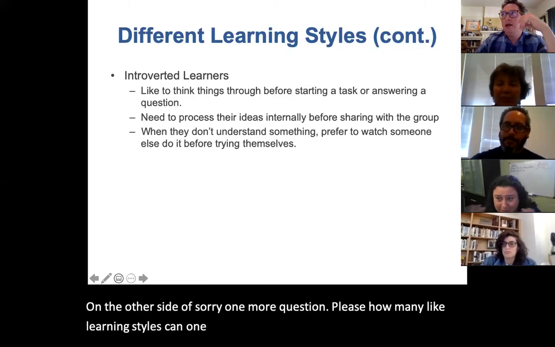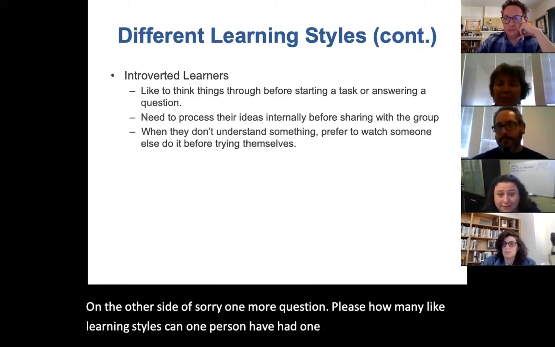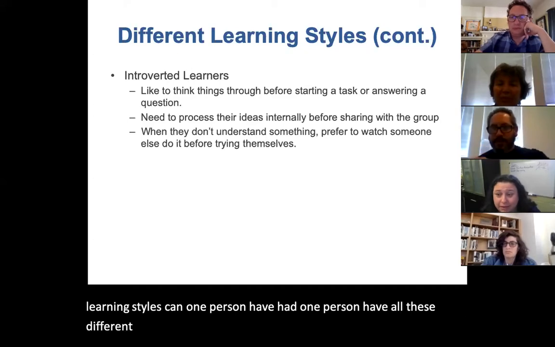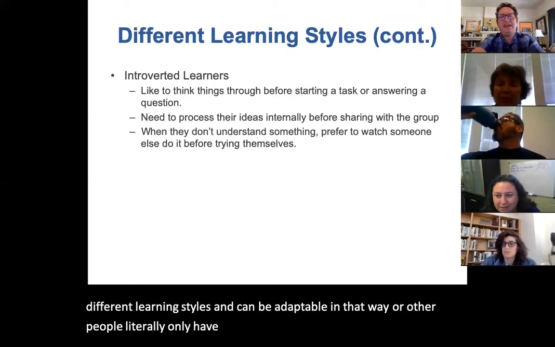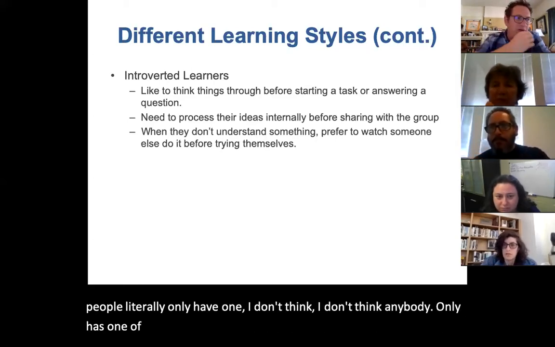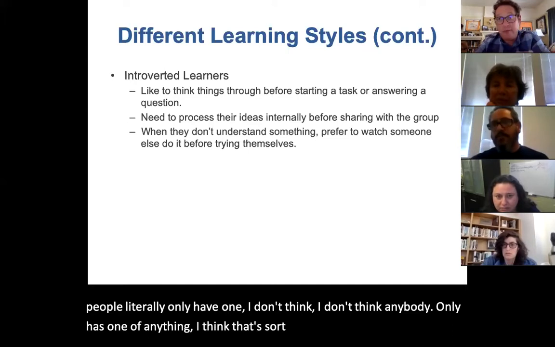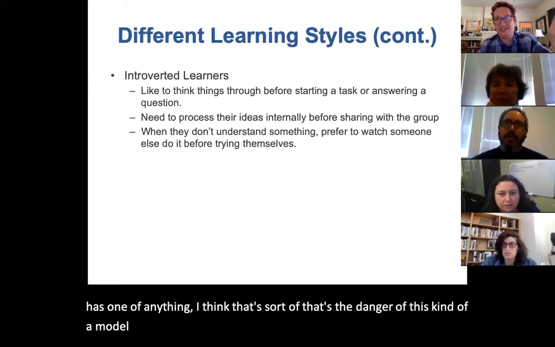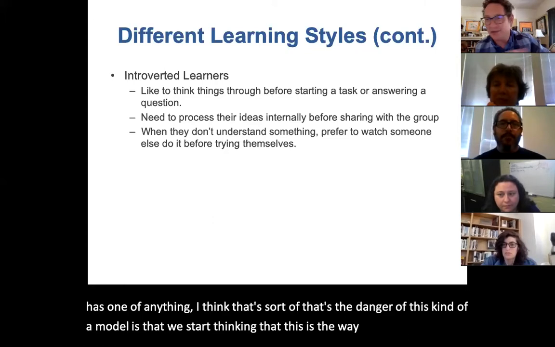Could one person have all these different learning styles and be adaptable in that way, or do other people literally only have one, or a mix? I don't think anybody only has one of anything. I think that's the danger of this kind of model, that we start thinking this is the way somebody learns, and that's not the case, right?